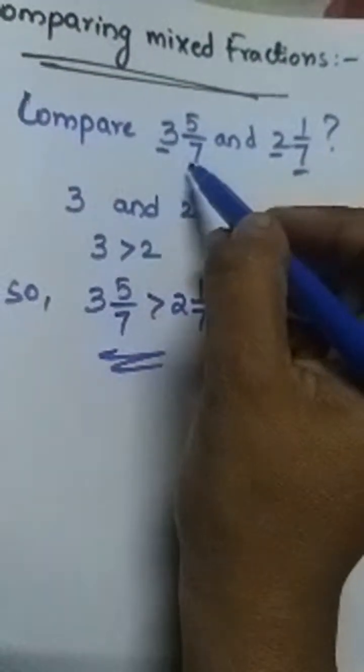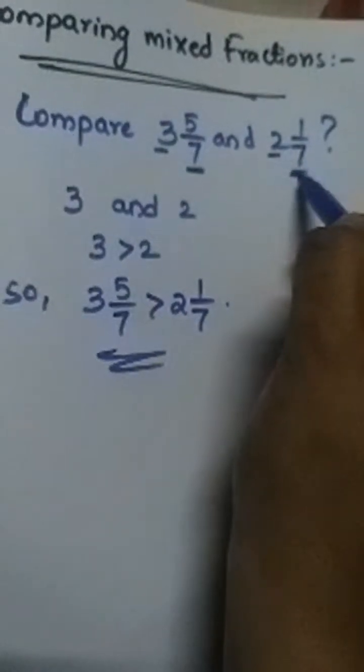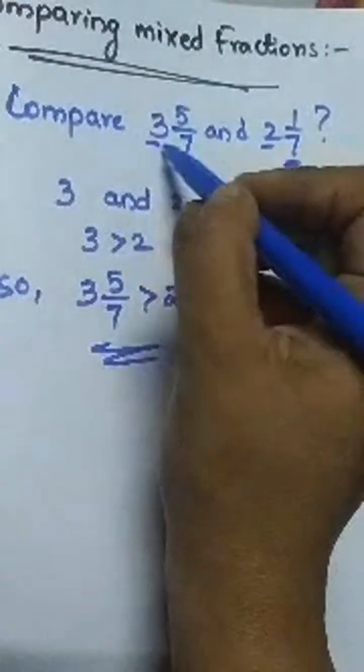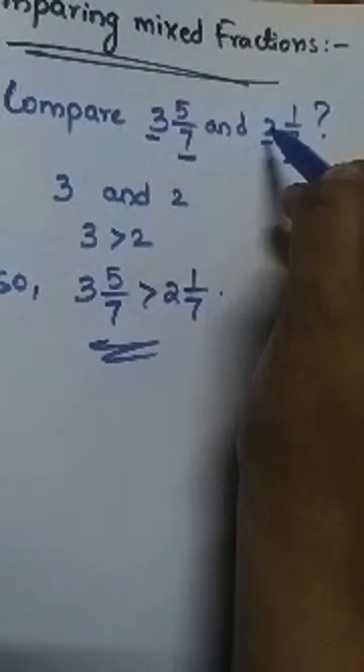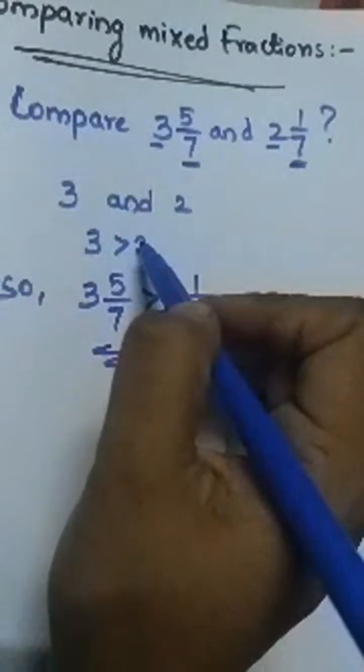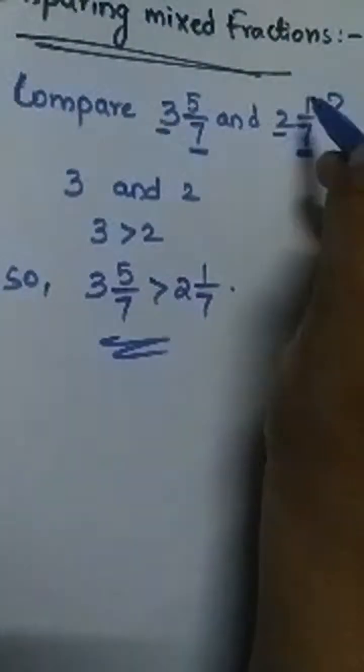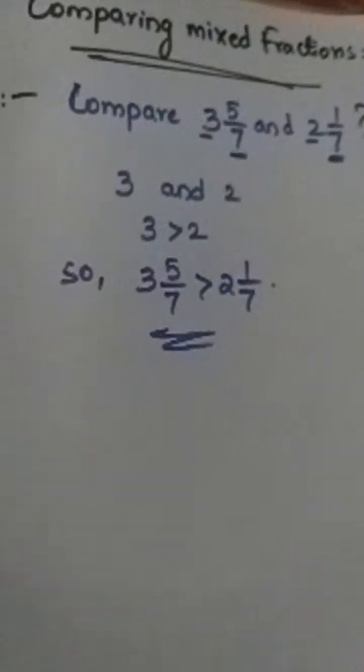Okay, if there are like denominators, we compare the whole numbers here. 3 and 2 are the whole numbers. So 3 is greater than 2. So this fraction in total is greater than this one. Okay, compare the whole numbers when like denominators are there.